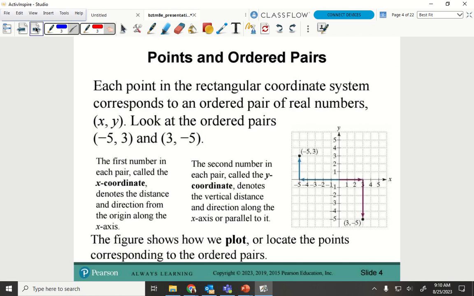Okay, so look at the order of pairs. So we have -5, 3.